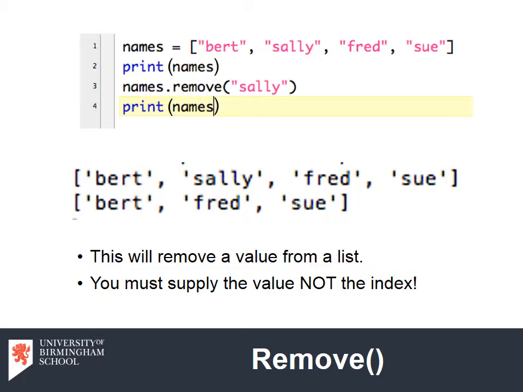Remove. Remove will allow us to remove a single item. It's done using the actual value, not the index. So I can say remove Sally, and that will just remove Sally from the list. So it's not an index, it's the actual value you want to remove.